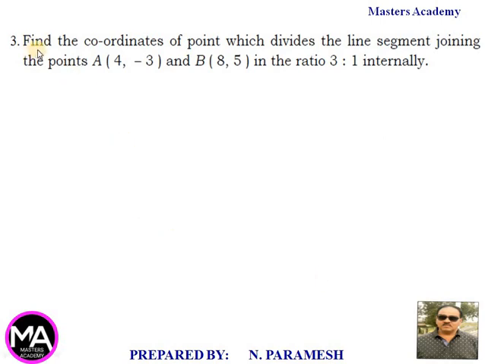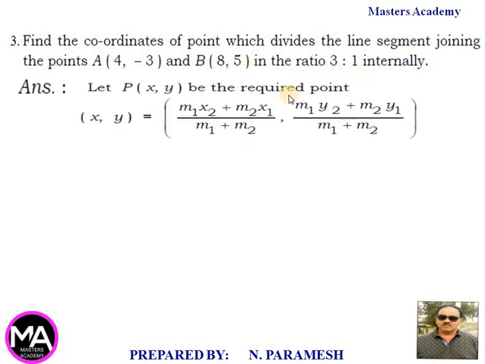Third question, find the coordinates of the point which divides the line segment joining the points A(4, minus 3) and B(8, 5) in the ratio 3 is to 1 internally. Answer, let P(x, y) be the required point. (x, y) is equal to ((m1 x2 plus m2 x1) divided by (m1 plus m2), (m1 y2 plus m2 y1) divided by (m1 plus m2)).